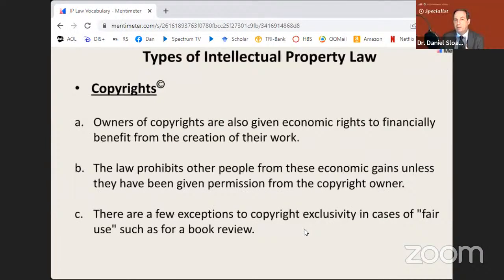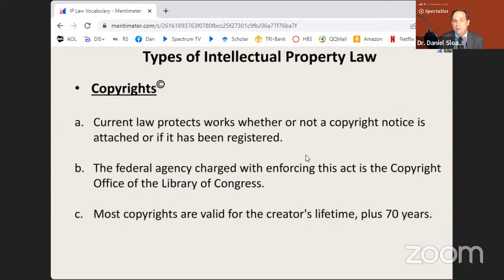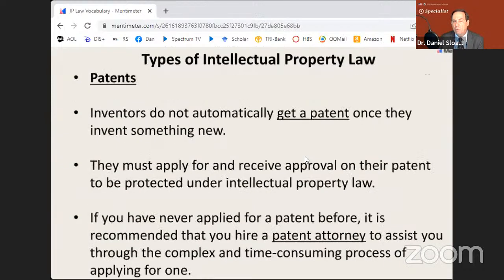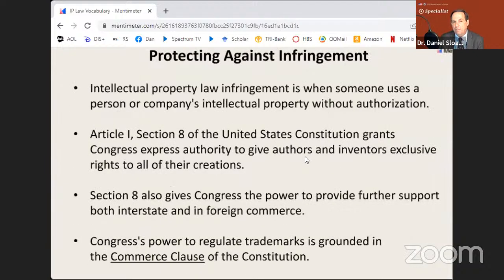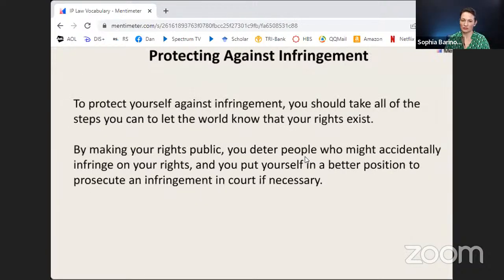So on owners of copyrights have been given economic rights financially. The law prohibits economic gains unless permission is given by the copyright owner. And for use in the question here, there are a few exceptions to copyright exclusivity in cases of fair use. To extend the thought that you have on this issue, the question you're asking me: if it were a protected right, how would the owner of that protected right use that? Is it of use?